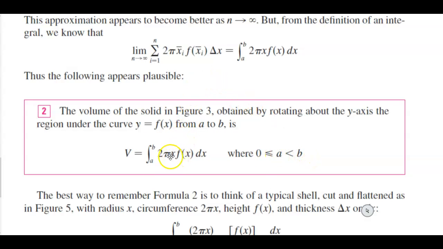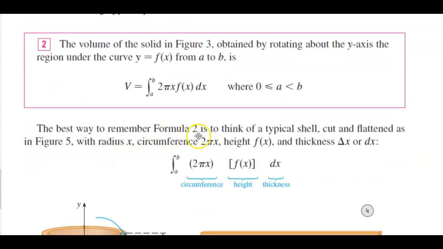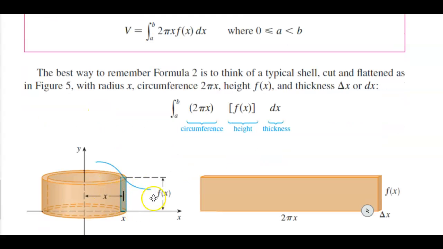As you notice, I've kept talking about the circumference, the height, and the thickness. The best way to remember formula 2 is to think of a typical shell cut and then flattened, as you can see in figure 5. It has a radius x, a circumference of 2 pi x, a height represented by f of x, and a thickness represented by dx.